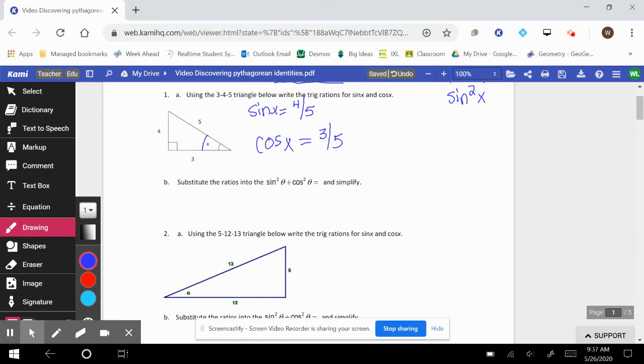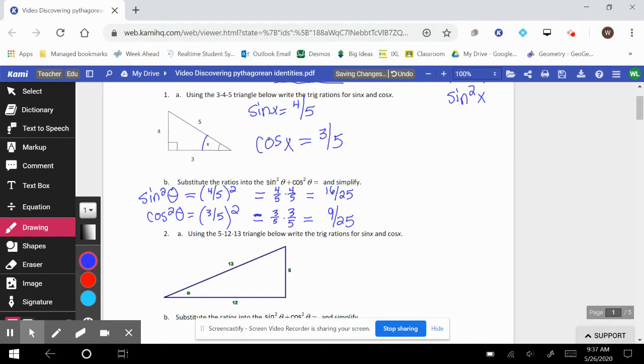Okay, so now, if I want to know sine squared of theta, that means I'm taking 4/5 and I am squaring it. And cosine squared theta means I take cosine of theta, which is 3/5, and I square it. Okay, now remember, when you square something, it means multiply by itself. So 4/5 times 4/5 and 3/5 times 3/5. Remember, when you multiply fractions, you go across the top. So 16 and across the bottom, 25. And across the top and across the bottom, I get 9 over 25.